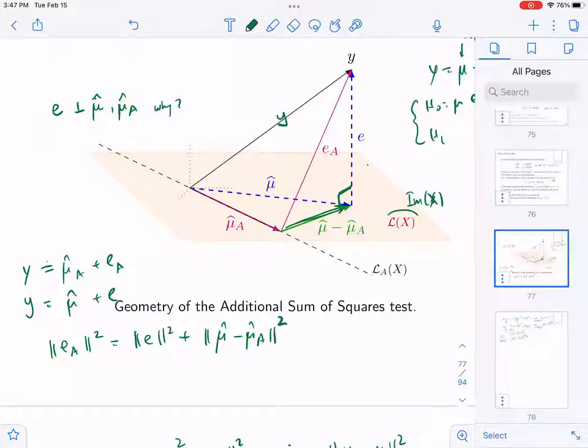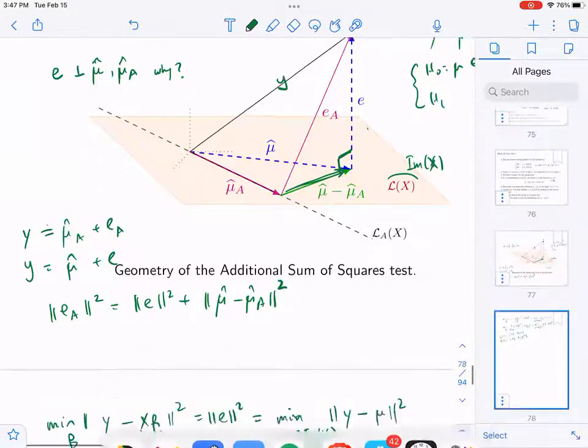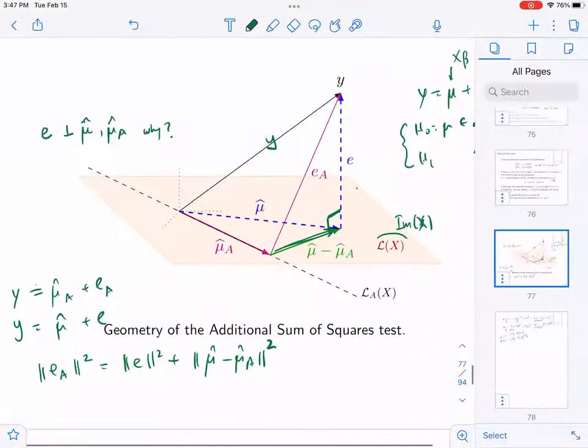Why? E is orthogonal to the image of x, and mu hat and mu hat A are both in the image of x. Mu hat is by definition, and mu hat A is in LA of x, which is a subspace of the image of x. So both are there, so this is true. From this, it follows that E is also orthogonal to mu hat minus mu hat A.